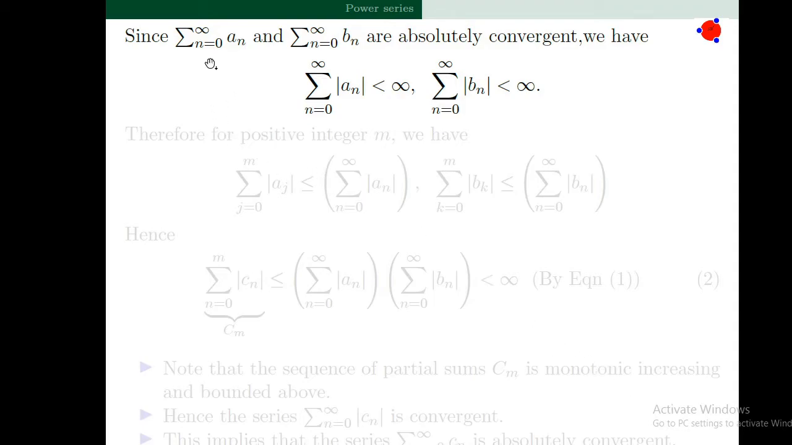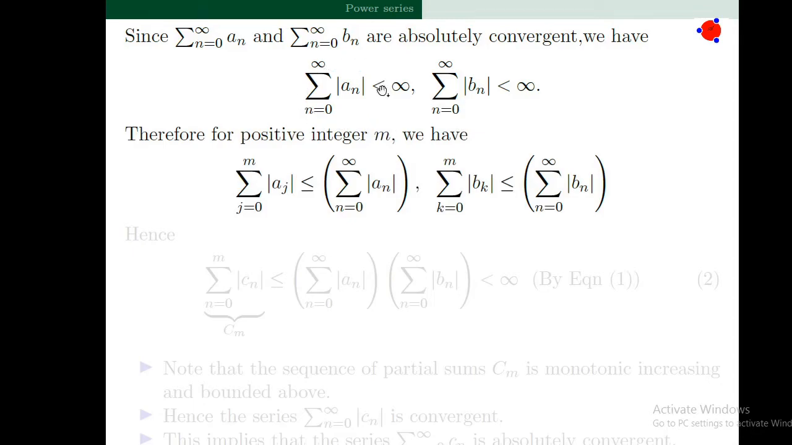And observe that the series sigma an and sigma bn are absolutely convergent series. The series sigma an is absolutely convergent means the series sigma modulus of an is convergent. Similarly, the series sigma bn is absolutely convergent implies that the series sigma modulus of bn is also convergent. And this series is convergent means the sequence of partial sums of the series is convergent. Here the partial sums are summation j is equal to 0 to m of modulus of aj, and this is the (m plus 1)th partial sum of the series.